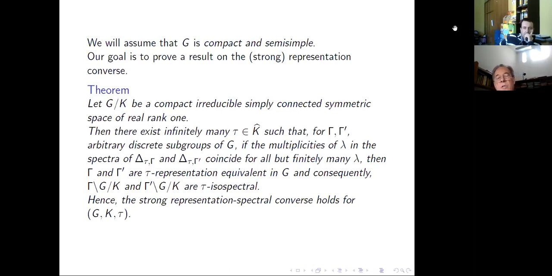So we call this strong representation spectral converse in the sense that we don't need all coincidences, but just all but finitely many coincidences. That's the meaning of strong.